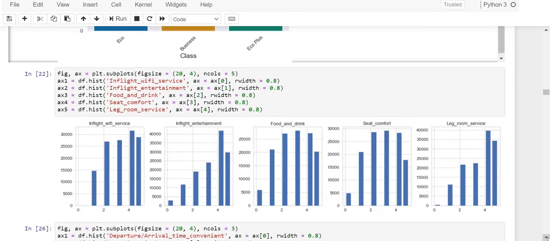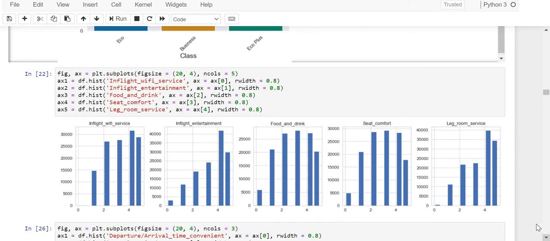Now, I have generated histograms for each factor to know what is the majority rating given by the customers. For in-flight Wi-Fi service, a lot of customers have given rating 4 and 5. This indicates most of the customers are happy with the Wi-Fi services provided in the flights. Coming to in-flight entertainment, the majority rating is 4, followed by 5. We can also say that the in-flight entertainment is satisfactory.